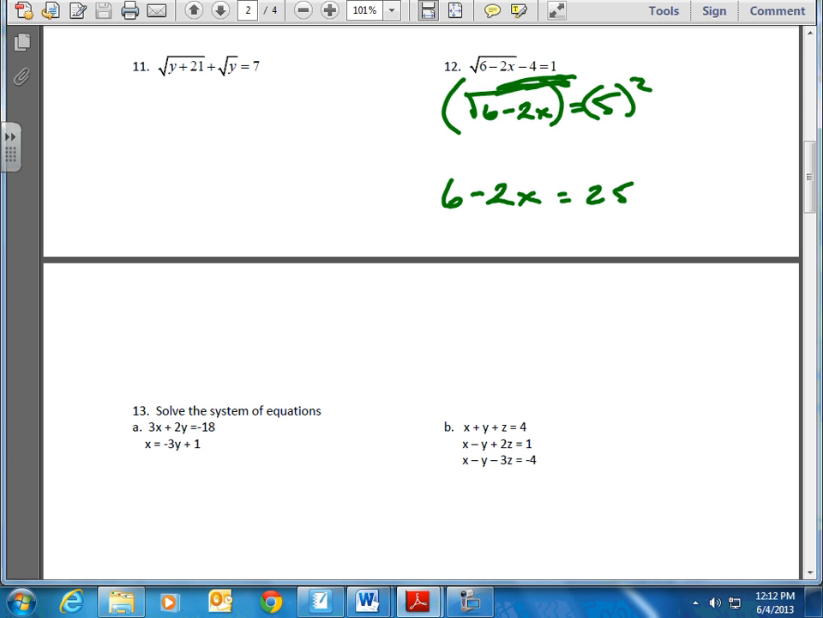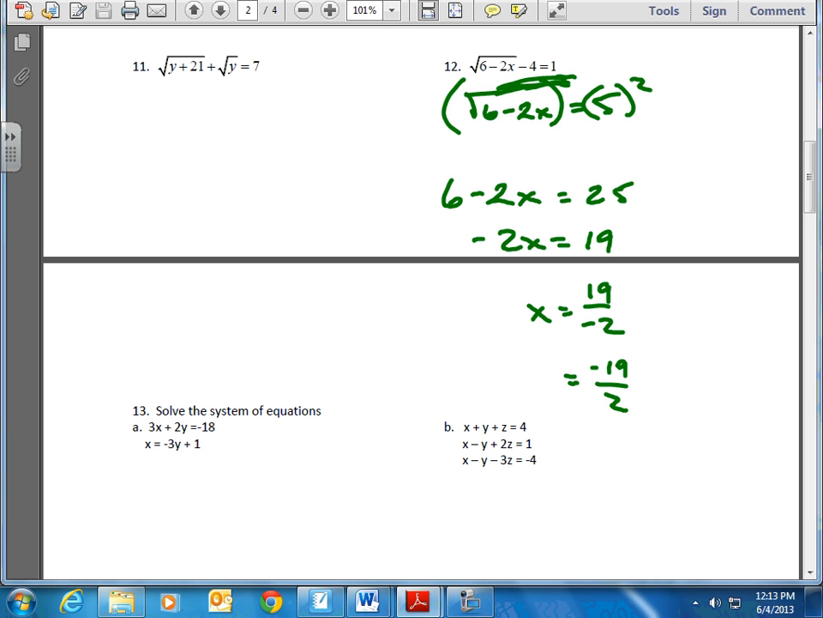Now we're down to a basic linear equation. Subtract 6, divide by 2, and x equals 19 over negative 2. If you look at my answer key, I have it the other way. You won't see a negative on the bottom very often in a textbook, in an article, anything like that. It normally goes on top. That's why I put it up there, but either way, it's technically correct.